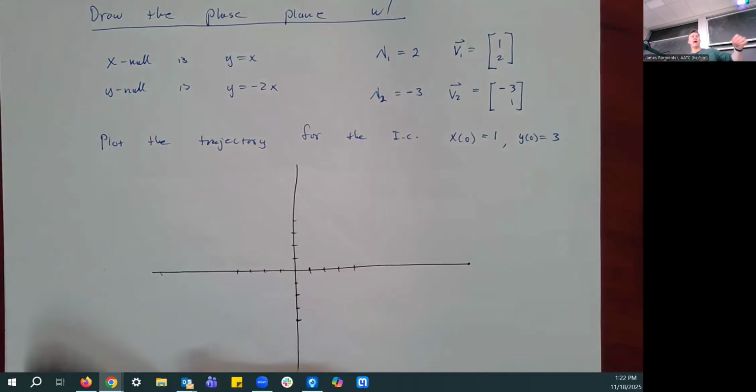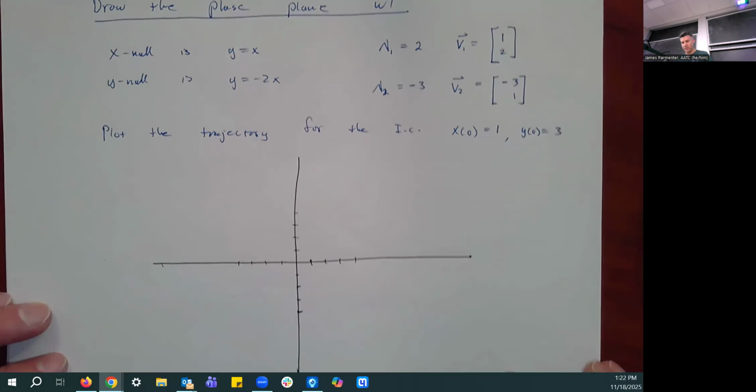I feel like the problem with having the equations is then, as opposed to just drawing the whole thing, why not just solve the system? That's why I was trying to avoid coming up with equations that we could actually just solve. So let's look at our nullclines here.